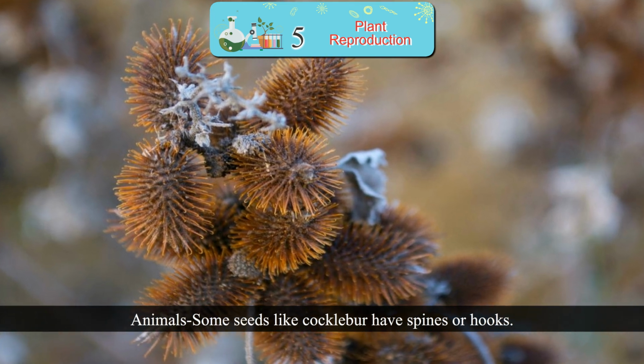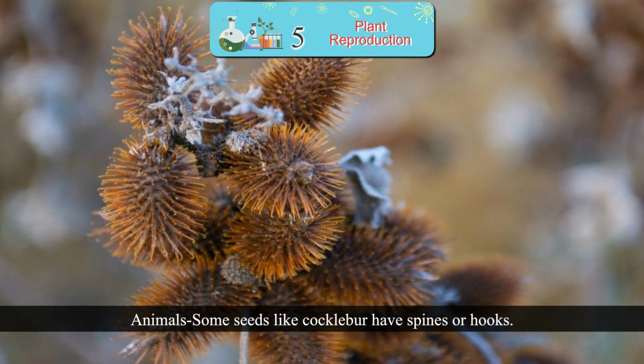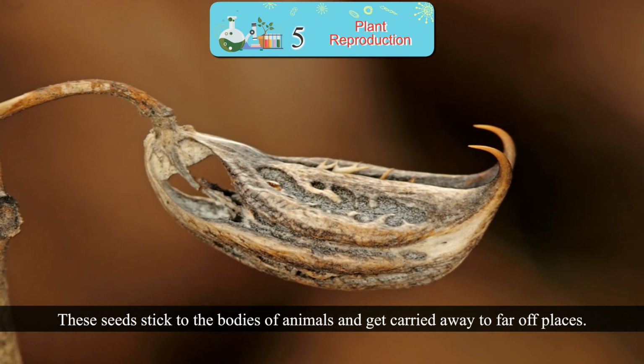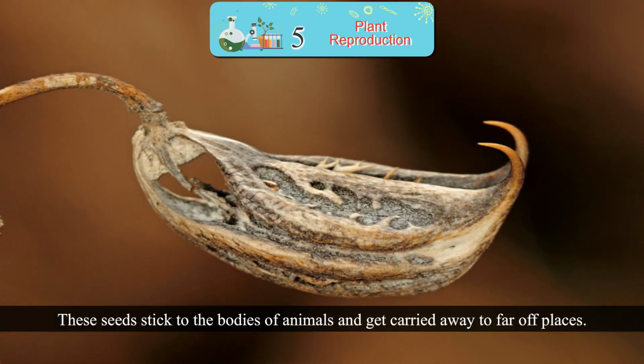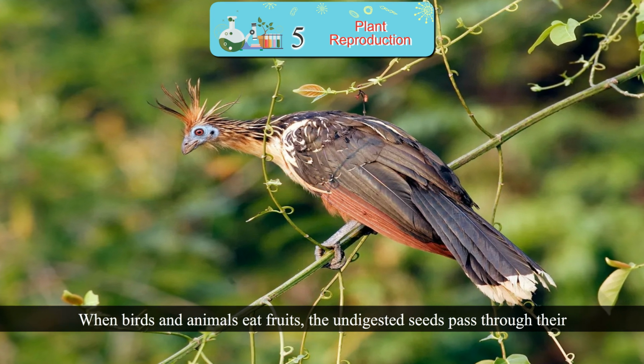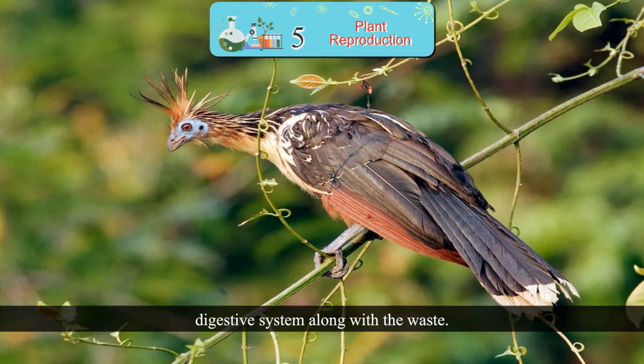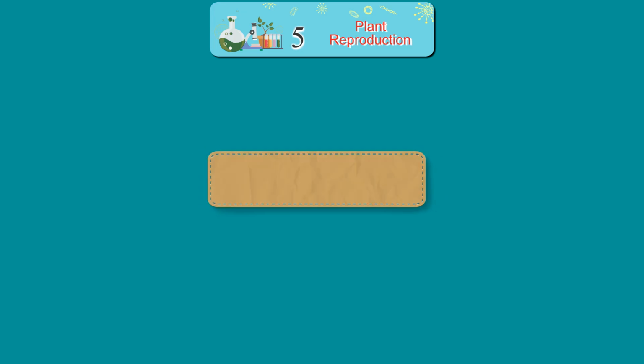Animals. Some seeds, like cocklebur, have spines or hooks. These seeds stick to the bodies of animals and get carried away to far-off places. When birds and animals eat fruits, the undigested seeds pass through their digestive system along with the waste.